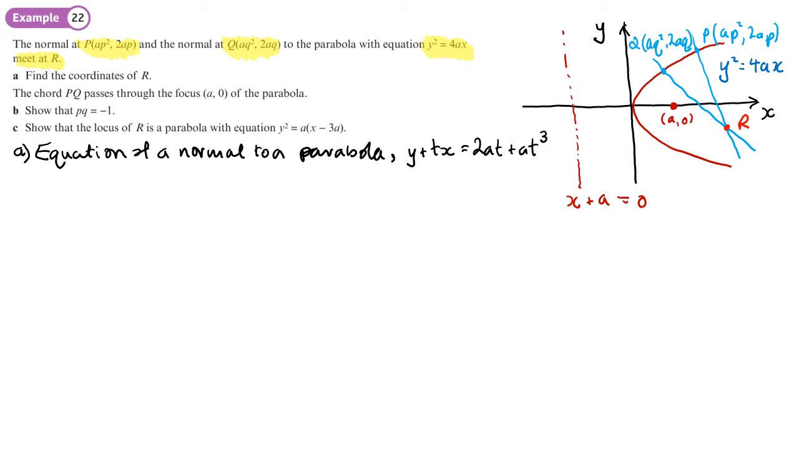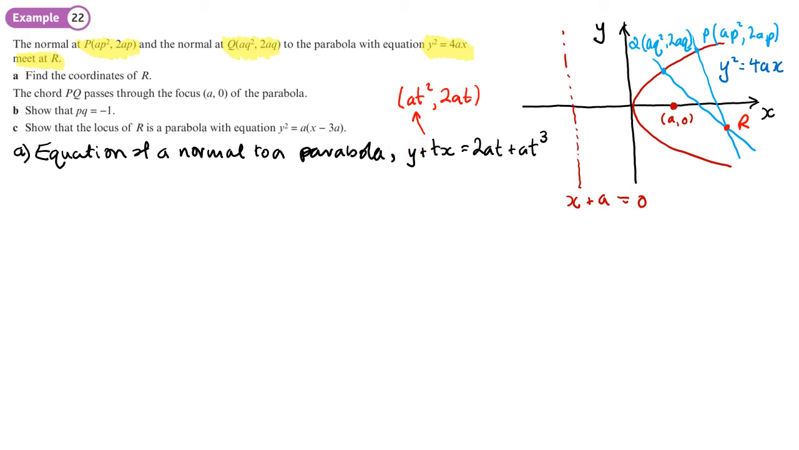Now this is the equation of a normal that passes through the point at squared, 2at. So we need to compare that with the coordinates we've been given. You've got to take care: you wouldn't just replace x with ap squared and y with 2ap. That would be incorrect because the coordinate is of this form, at squared. The only difference is at point P, where I've got t, there's p instead, and at point Q, instead of t, I've got q.